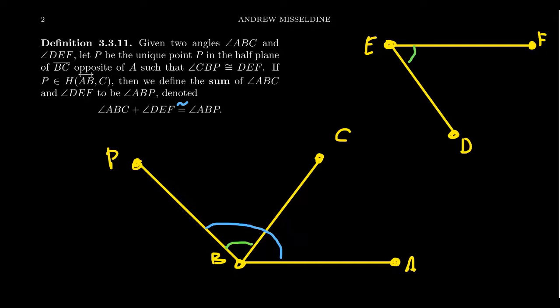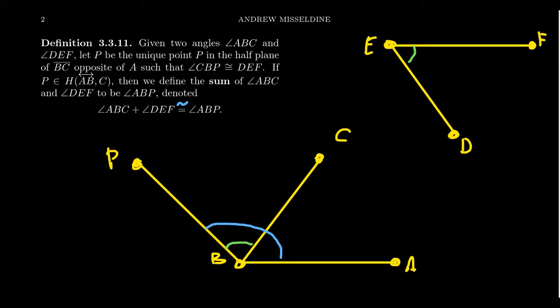Now, unlike segment sums, it is possible that sums of two angles could be undefined. This would be the case where, when you try to add them together, you get something larger than a half angle. The construction here does require some statements about half planes and such. So if you took two big angles, like a 120 degree angle plus a 130 degree angle, this definition doesn't allow for such a thing because we can't get an angle bigger than a half angle by our current construction.